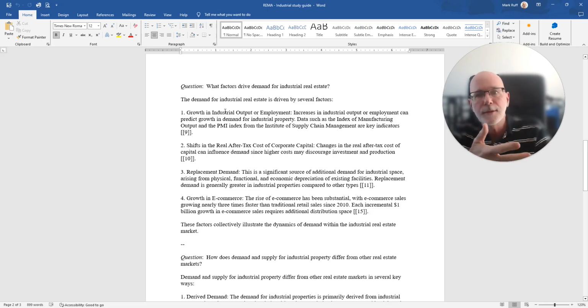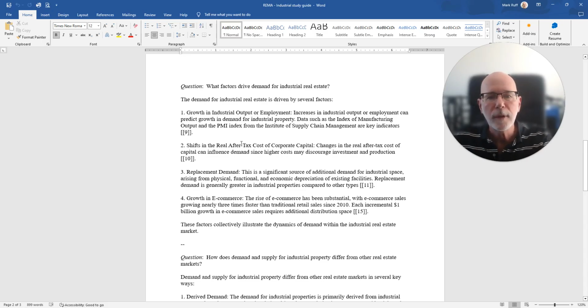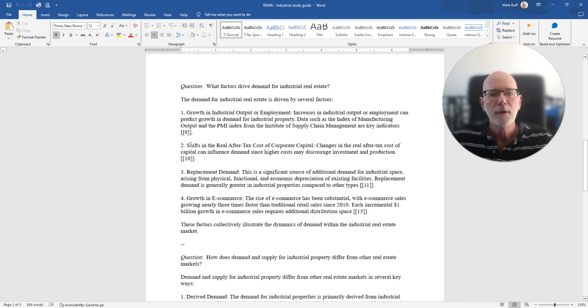So that again is supply pull. This is demand in the marketplace for these products, whatever the products are. So that is primarily what drives demand. Shifts in real after-tax cost of corporate capital. There could be tax benefits or tax consequences to building or developing industrial real estate. There might be some tax benefits to try and encourage manufacturing to come back to the United States. So that's what that means.